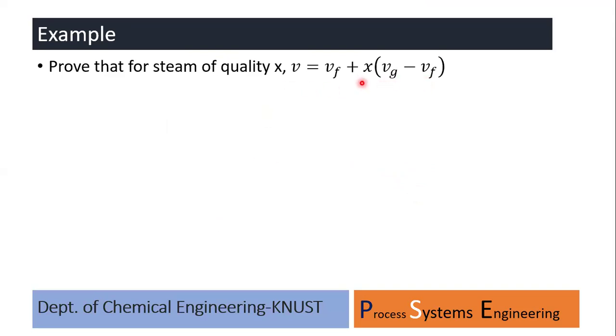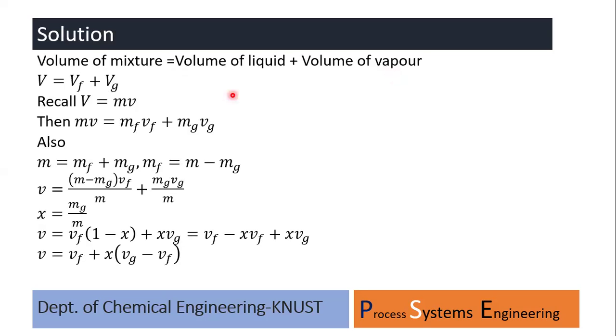And then there's a proof we want to do. This term here is what we call the specific volume for the mixture. The VF is the specific volume for just the liquid part of the mixture, and VG is the specific volume for just the gas part of the mixture. If I'm looking at the volumes, now not specific volumes, just the volumes, the volume is going to be the volume of the liquid plus the volume of the gas. So the volume of the mixture is the volume of the liquid plus the volume of the gas.